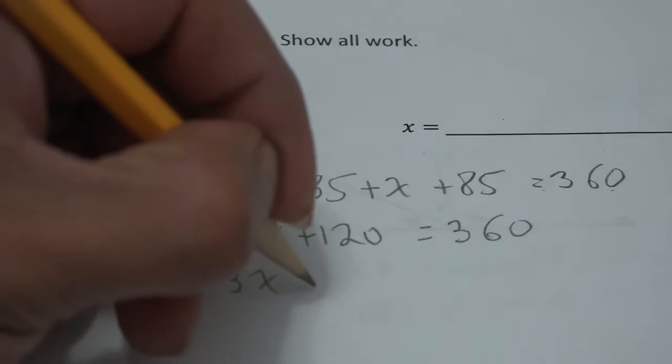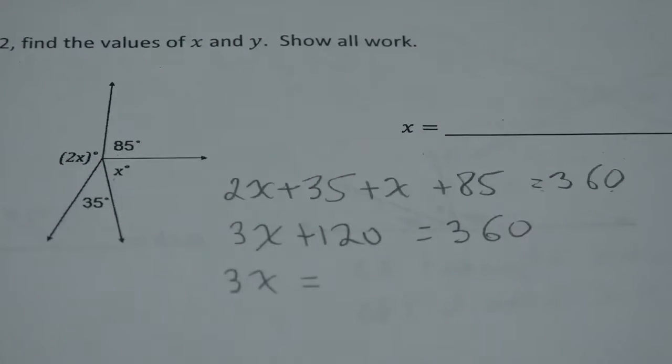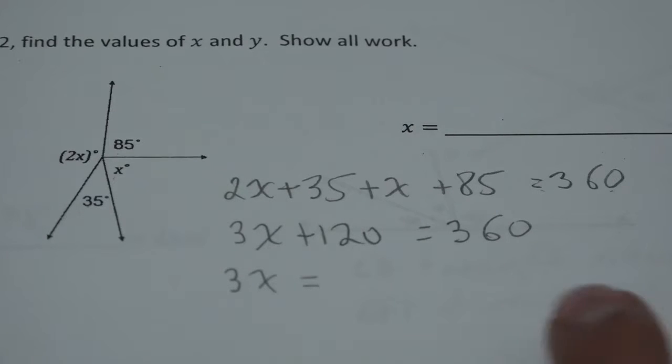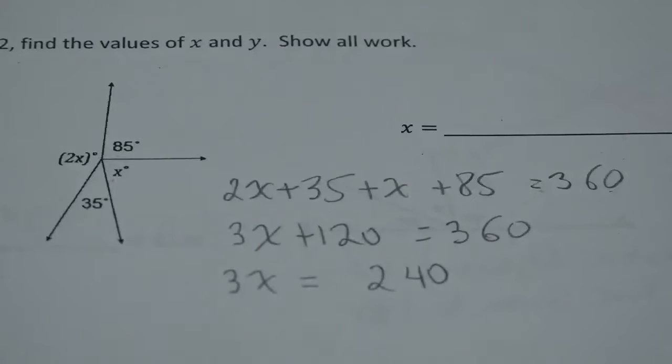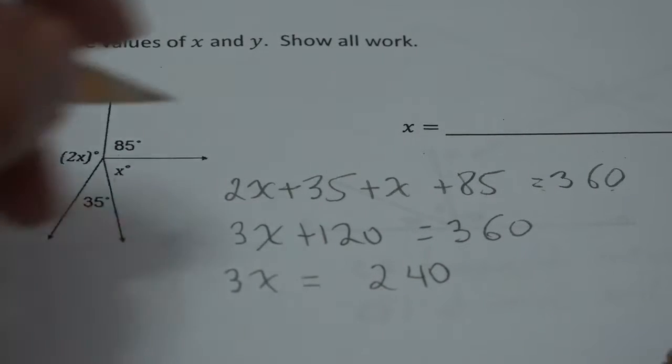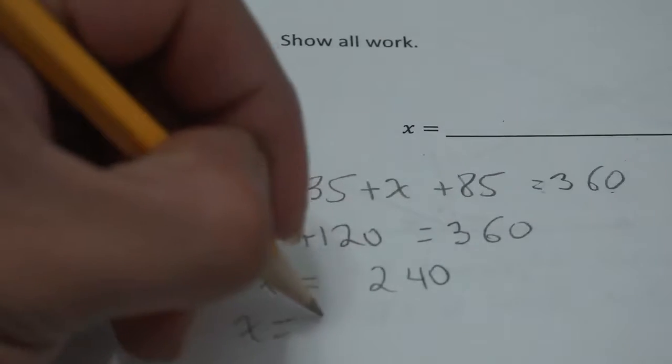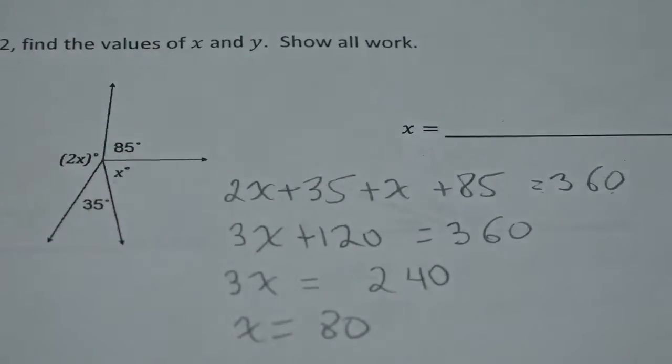Subtract 3x from both sides and you get what? I mean, subtract 3x. Subtract 120 from both sides. Okay. Now divide by 3 and x is 80. That's showing my work right there.